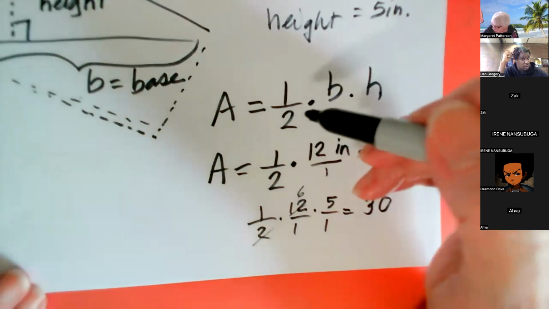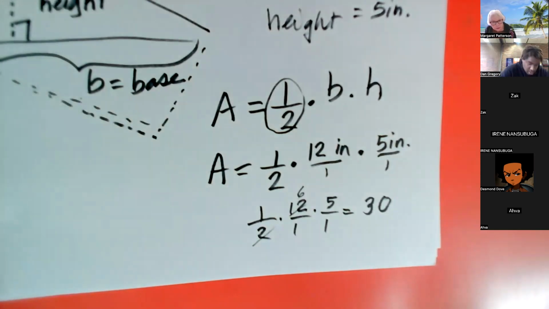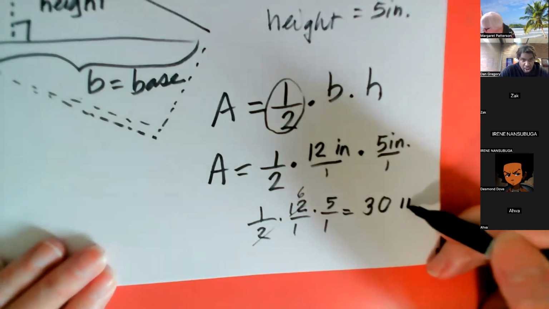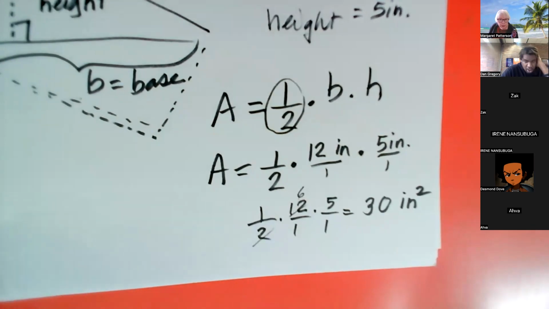So what's new about the triangle is this use of the 1/2 in the very front of the formula. A triangle is only half of what the rectangle might have been. So this then also is, I said inches, so it's 30 square inches.